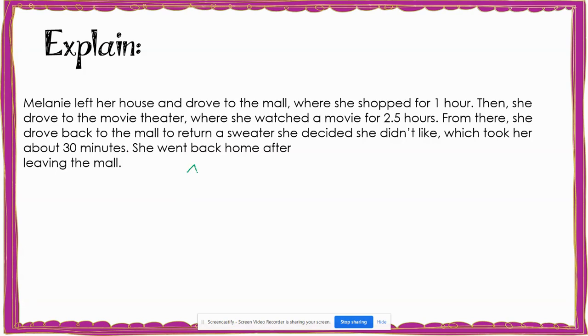If I wanted to draw a qualitative graph of this, I can draw a graph that shows about what happened, although I don't know specific distances. I know that I can represent time on my x-axis because time would always be my x-axis or my x value. And then on my y-axis, I can describe this as being Melanie's distance from home.